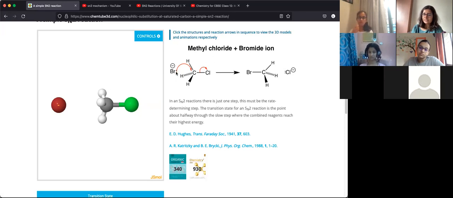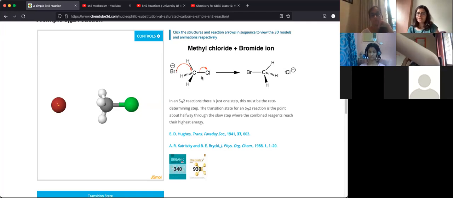Minus means extra electrons. And substitution is whatever we discussed in the substitution reaction: bromide being attracted to the carbon while these electrons are being pulled by chlorine, except this happens in a single step. It all happens at one time only. So if you were to see the animation, this is what it looks like. In solution, first both of them are separate species. The big brown one is bromide, and then you have chloromethane.